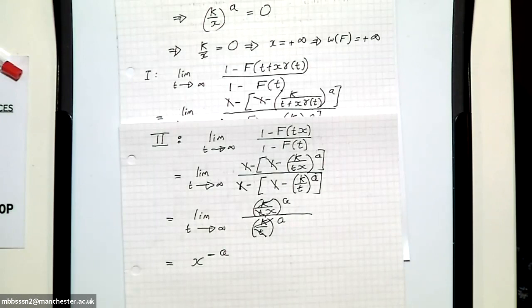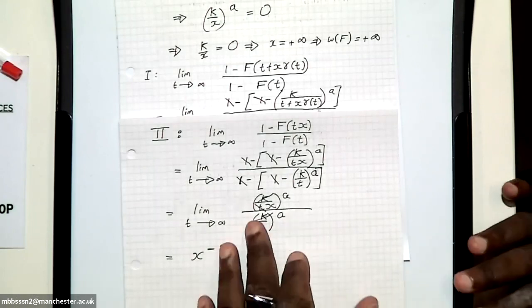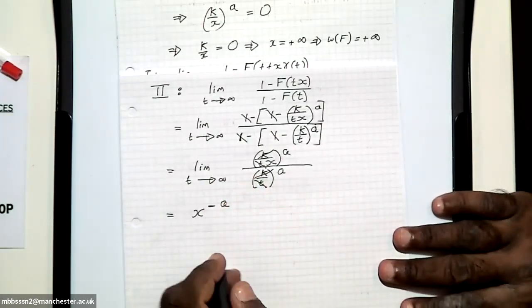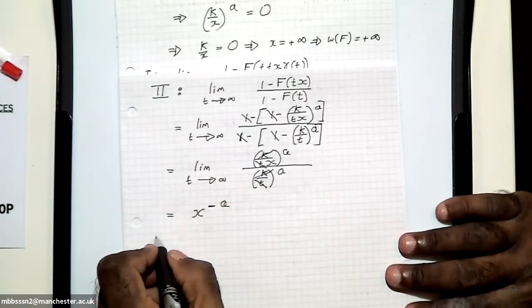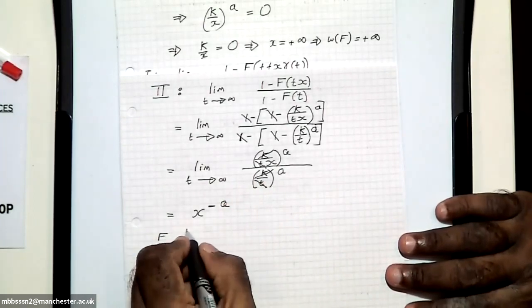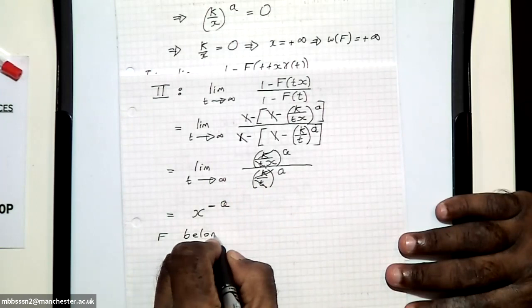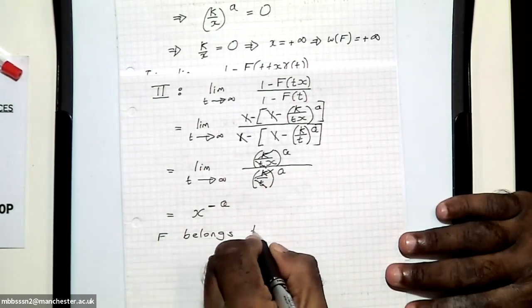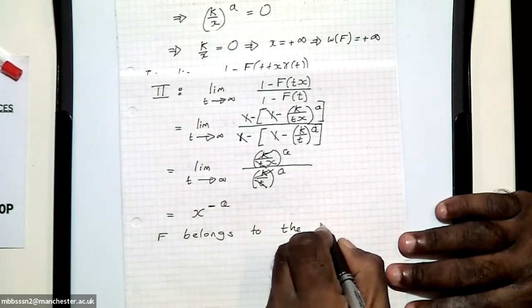Yes, you can do that like that. Yes, the answer is yes. So the conclusion is that F belongs to the Fréchet domain of attraction.